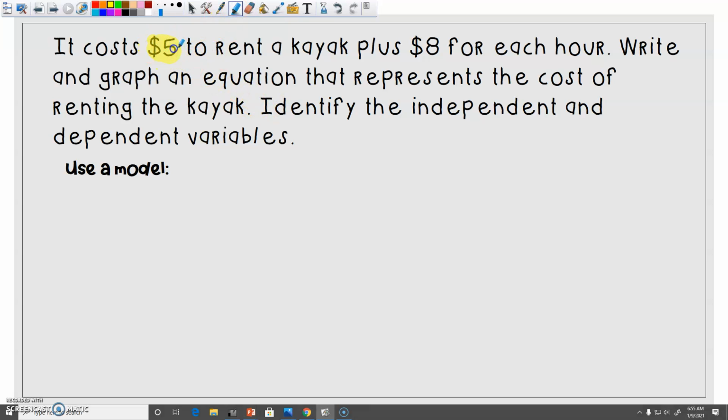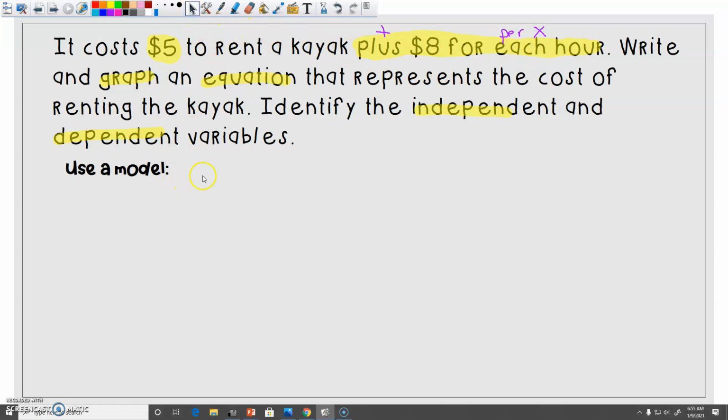It costs $5 to rent a kayak plus $8 for each hour. We're going to write and graph, so we want to graph the equation and write an equation that represents the cost of renting a kayak and identify the independent and the dependent variables. So hopefully we've got the important information here. And I'm going to write a couple of things up here. So if it costs $5 to rent a kayak plus, I'm going to write a plus above that. $8 for each hour. Each hour, that's really important. If you see each hour or per hour, you know that you're going to multiply.